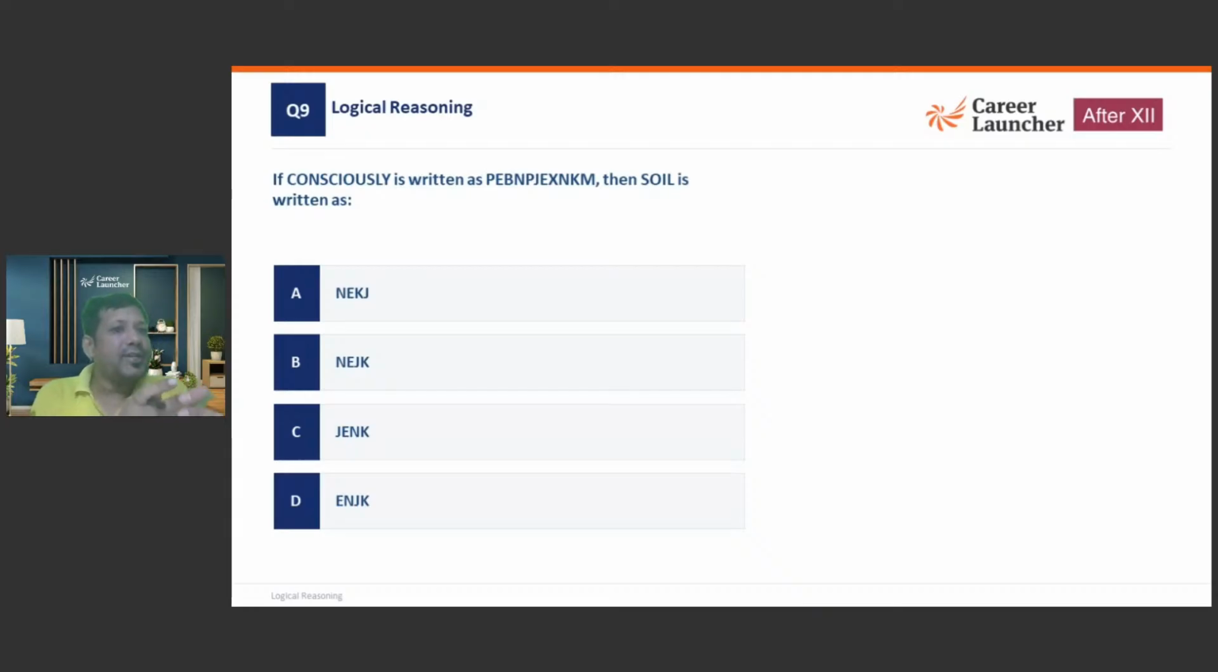If you look at C, C is coming twice, and both the places C is written as P. So if I look at this C, C is P. If I look at this C, this is also P. If I look at this O, that is E, and next O, that is also E. So basically, every alphabet is coded as some letter. So S is what? S is going to be N. So this option is gone, this option is gone.